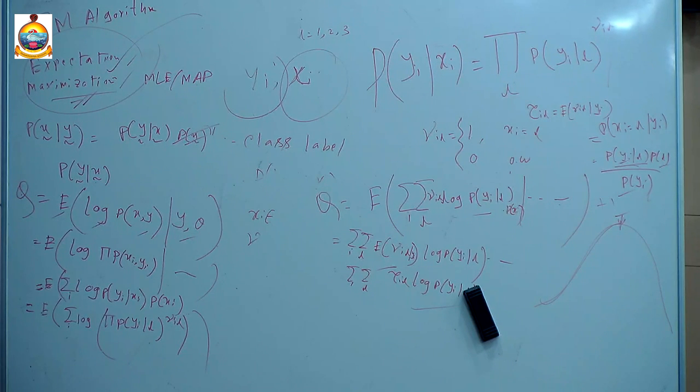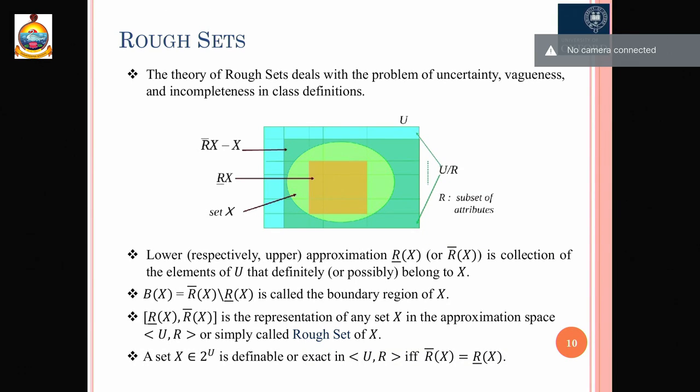To solve the problem, we introduce another concept which we call rough sets. Rough sets is a set theory concept introduced in the late 1980s by Pawlak in Poland. Now what is a rough set?